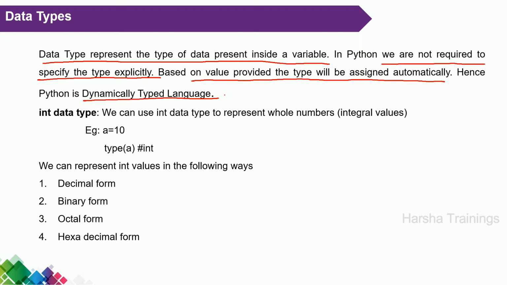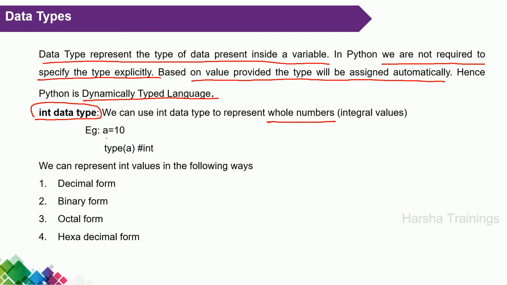Now we will move to the different types of data types. The first and most basic one is the integer data type. So what is the integer data type? It is the data type to store whole numbers. Integer means numbers without any decimal points. Numbers without any decimal points are called integer numbers.